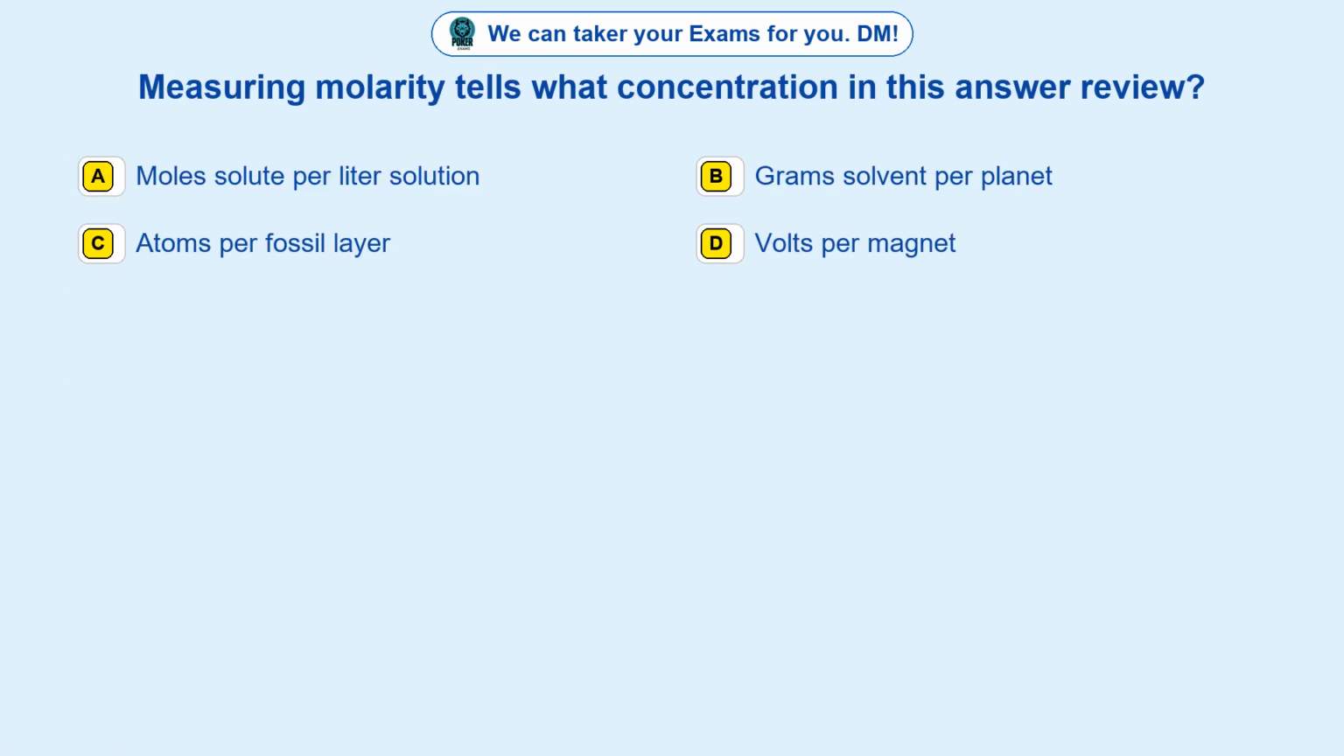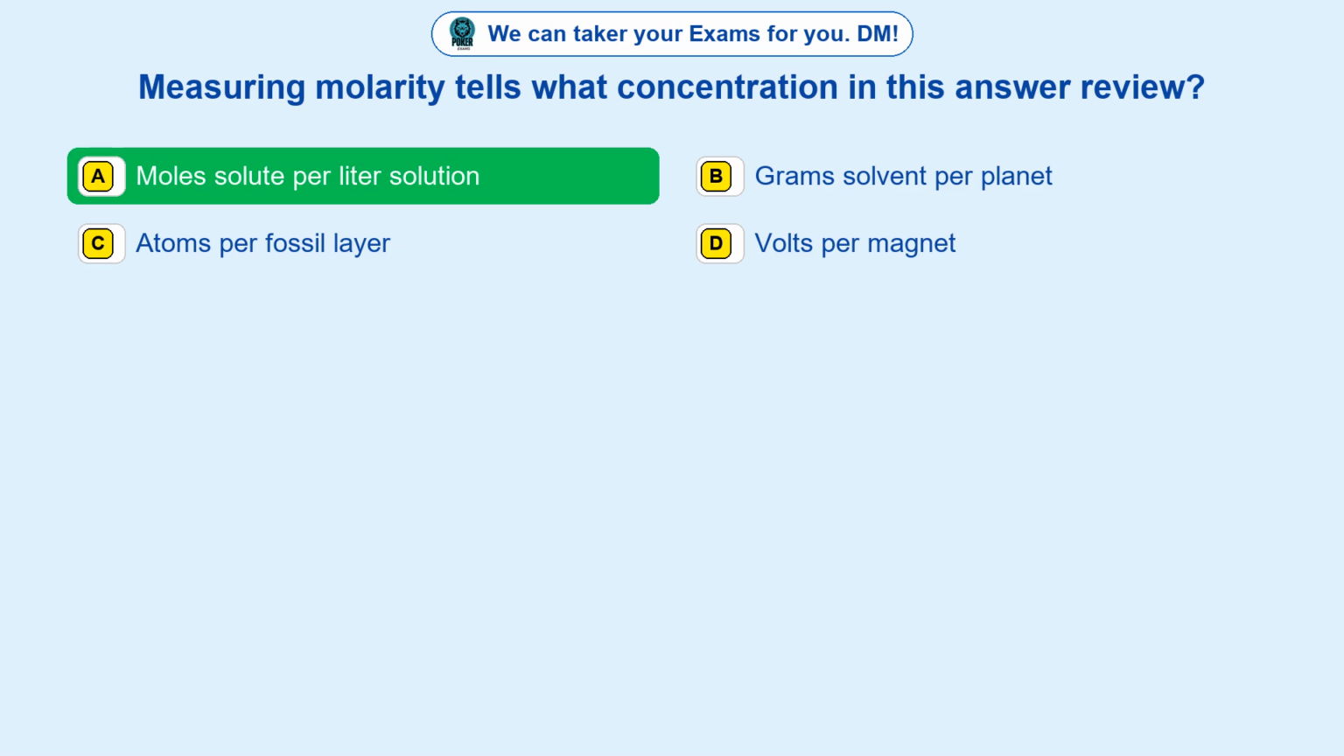Question 45. Measuring molarity tells what concentration in this answer review? Option A, moles solute per liter solution. Option B, grams solvent per planet. Option C, atoms per fossil layer. Option D, volts per magnet. The correct answer is option A, moles solute per liter solution.